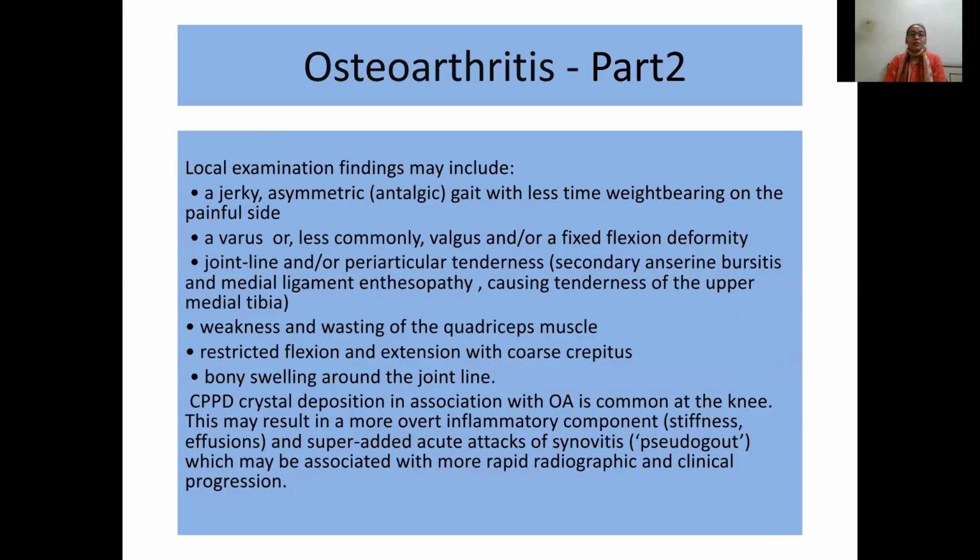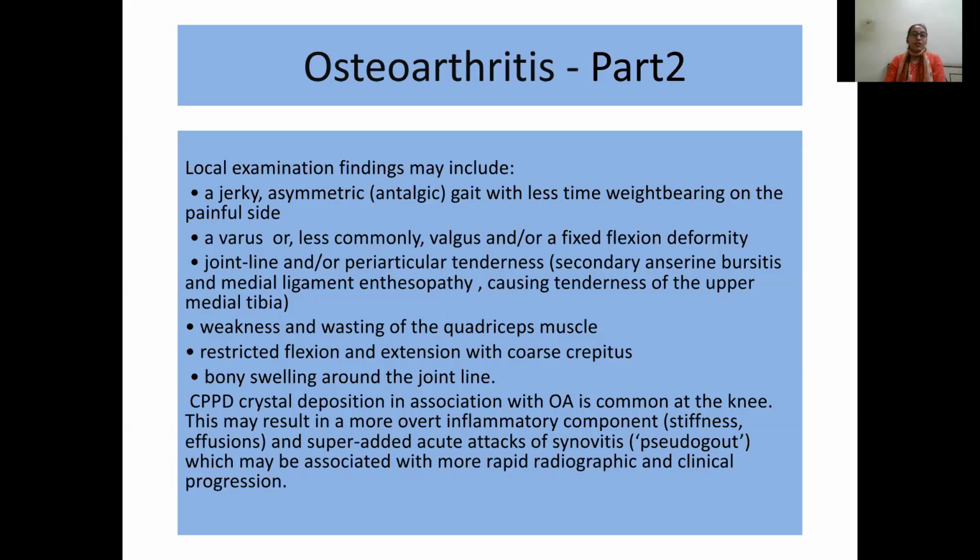A jerky asymmetrical gait. The gait present in osteoarthritis is called an antalgic gait. That gait is a jerky asymmetric gait with less time on weight bearing on the painful side. So whenever an osteoarthritis patient moves, they put less time on the weight bearing joint on the painful side. A varus, or less commonly valgus, and or fixed flexion deformity. So varus is lateral, valgus is medial.